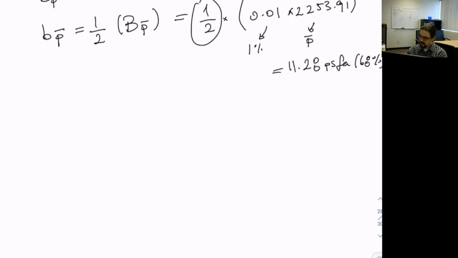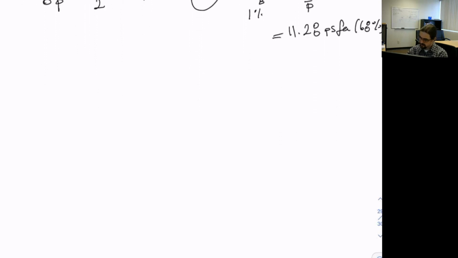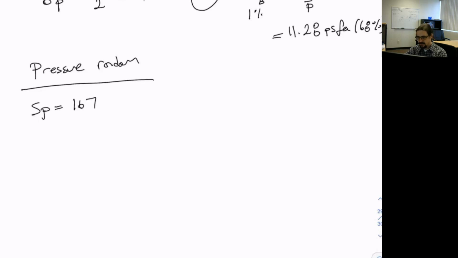So, let's go back to the random error, pressure random error. I was given my SP as 167.21, and my sample size was 20. You can imagine that my standard deviation was already at 68 percentile because standard deviations always are at 68 percentile.